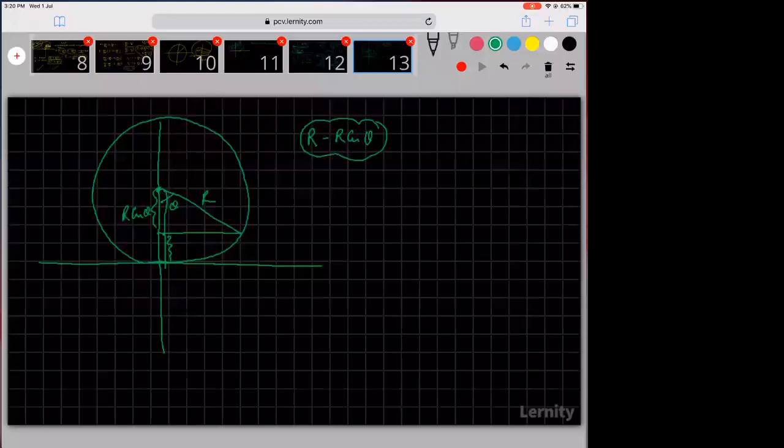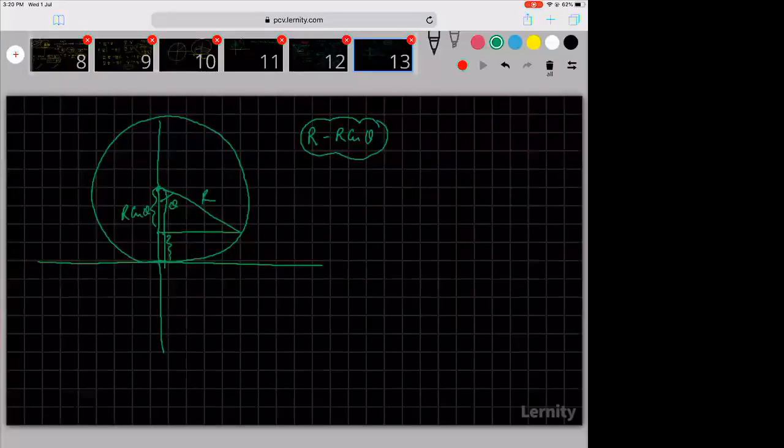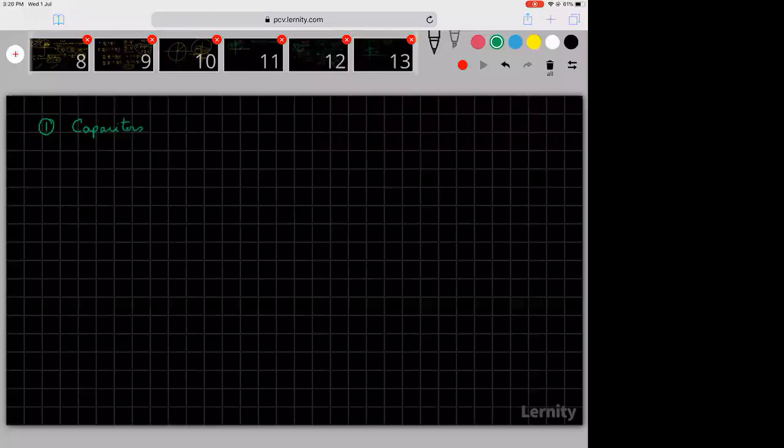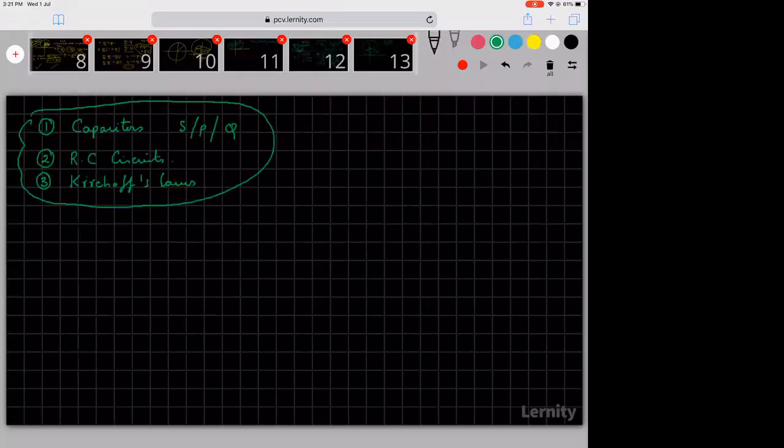One, you will get capacitors. Everything about capacitors, series, parallel, and questions. Second, you will get RC circuits. Third, you will get questions based on Kirchhoff's laws. So you will get questions only from around these: capacitors, RC circuits, Kirchhoff's laws. This is where your questions will be from.